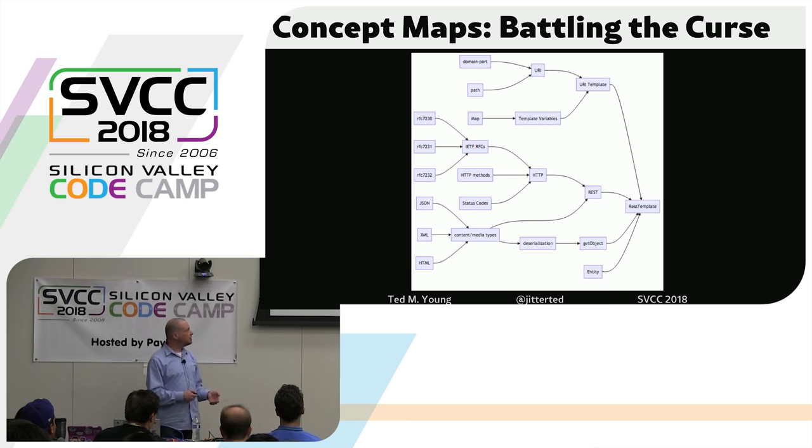Well, they need to know this stuff. They need to know REST, so they need to know what REST is. They need to know this thing called get object. They need to know this entity thing. They need to know this URL template.